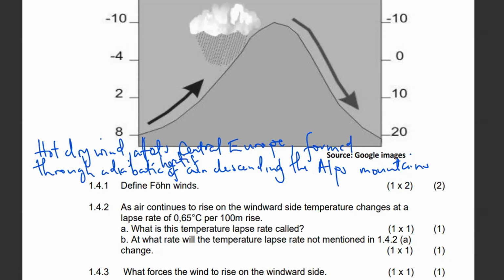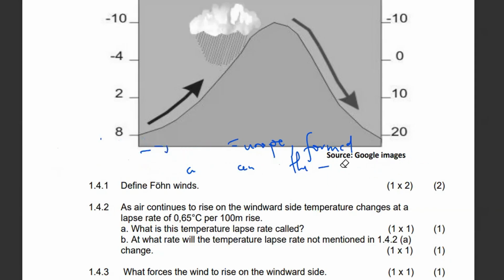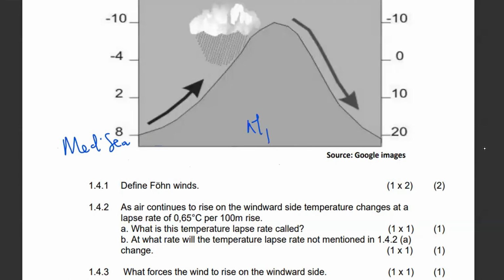Right. Moving on to the next question. I'll use the illustration here to try and simplify what we want to explain by adding some labels onto the diagram. Right. So in this instance, we have the Mediterranean Sea to this side. Then we have our Alps mountains. Then we have Central Europe on this side.